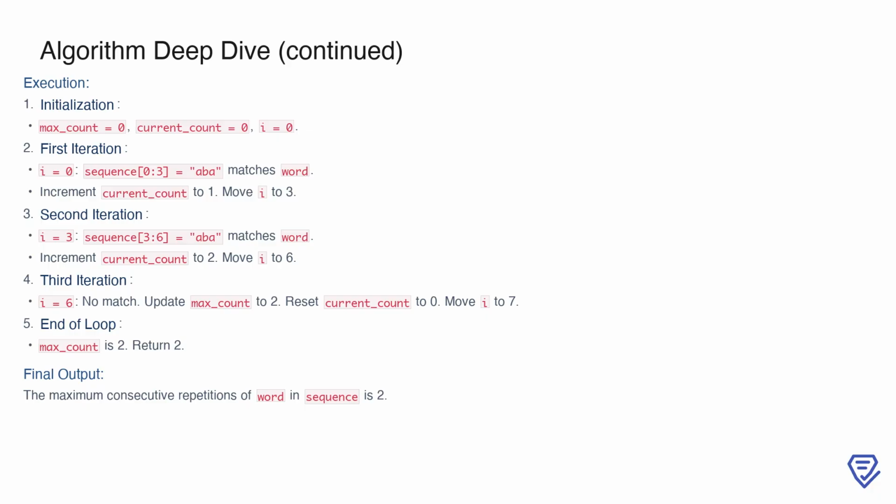At this point, we update max_count to 2, reset current_count to 0, and move i to 7. Since the loop ends here, we return max_count, which is 2. This means that the maximum consecutive repetitions of word in sequence is 2. This example demonstrates how the algorithm efficiently handles consecutive matches and ensures accurate results.